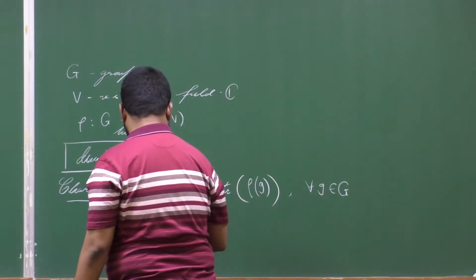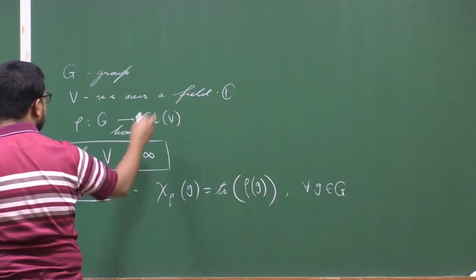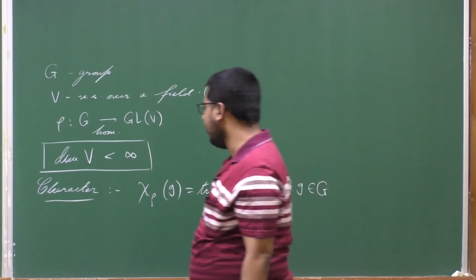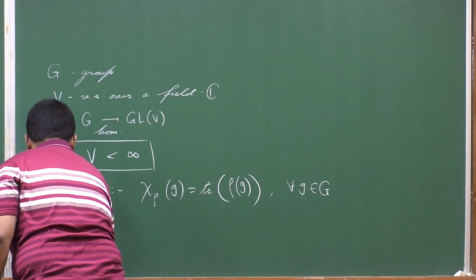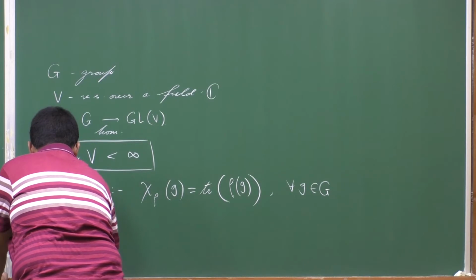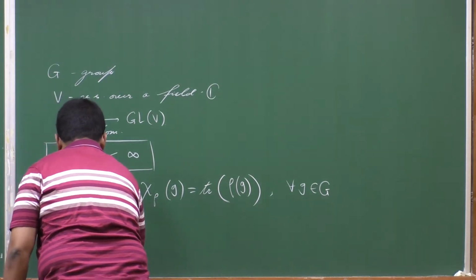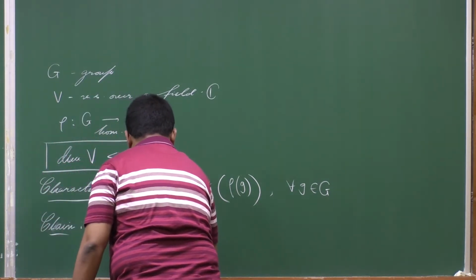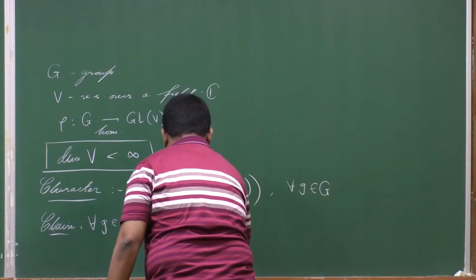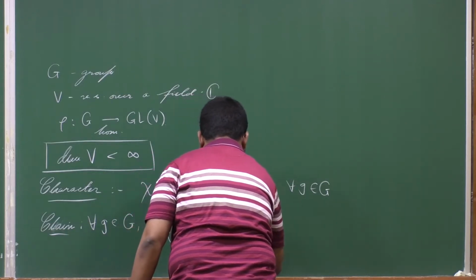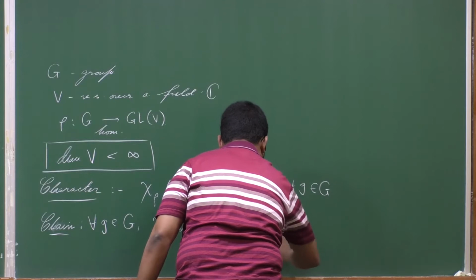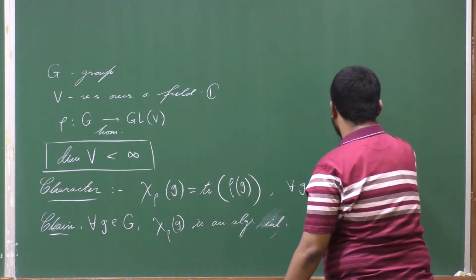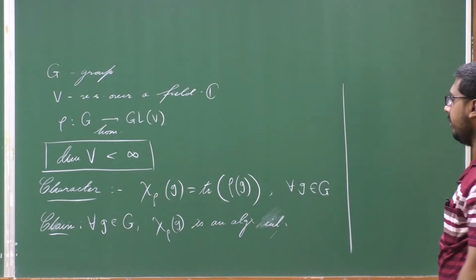Okay, so the claim is that if you take a complex finite dimensional representation of a group, then the character is going to be an algebraic integer. The claim is, for any g, chi(g) is an algebraic integer. Why so? Let us try to understand why this can even be true.